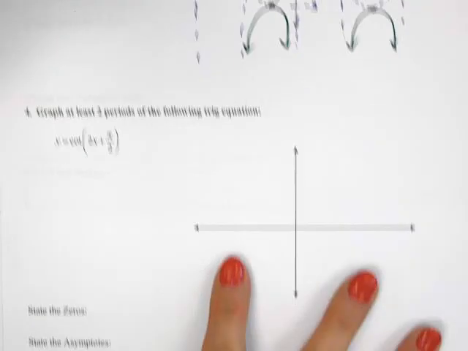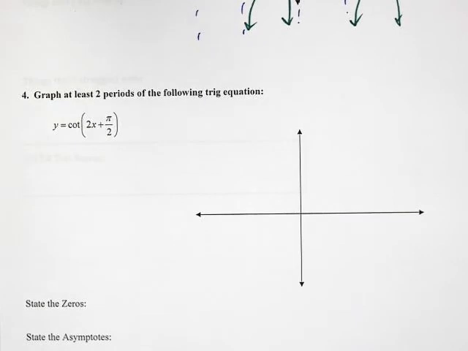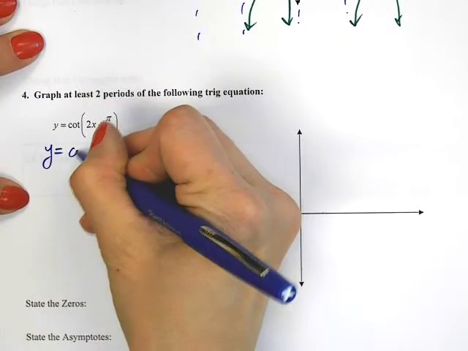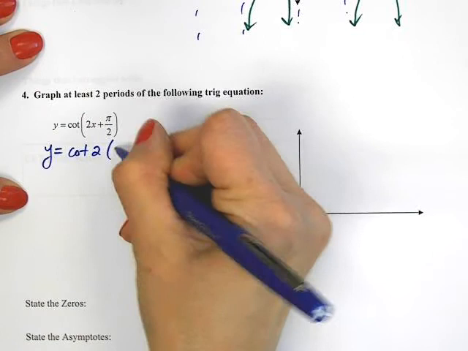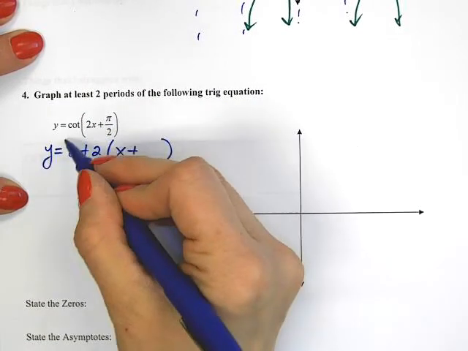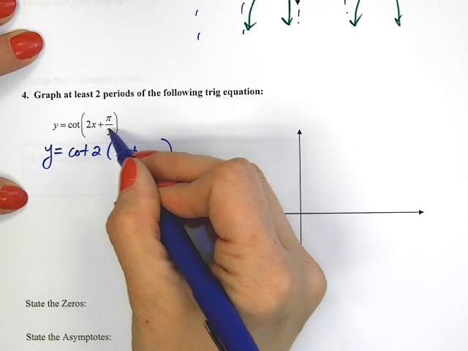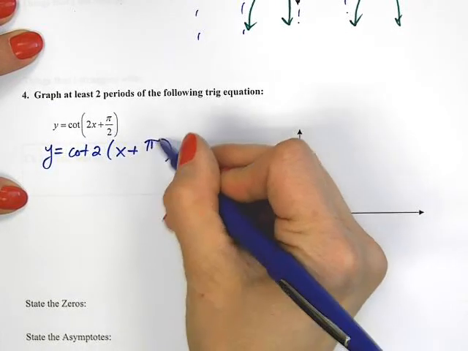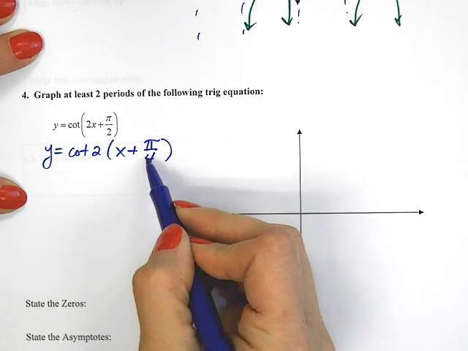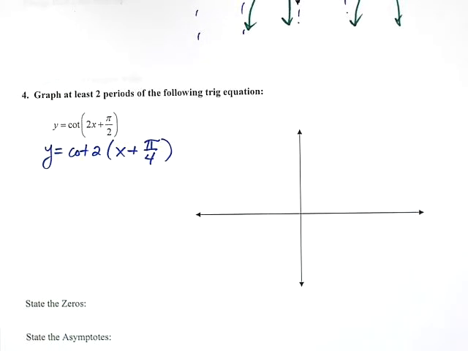Let's graph a cotangent. Okay, step 1, does this look ready? The answer is no, it's not ready. So let's go ahead and get that 2 factored out. Y equals cotangent of x plus, dividing by 2, going to the bottom, I think it's pi over 4. Does that work out? 2 divided by 4. Yes, a half.